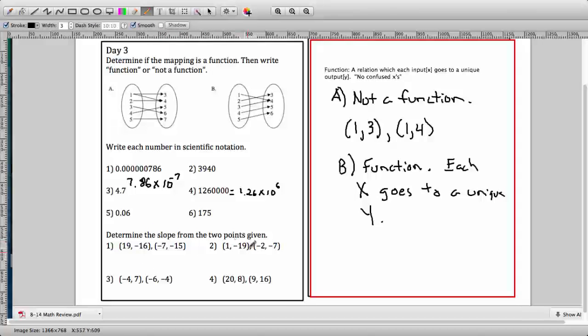Determine the slope from the two given points. Well, we can use our slope formula. Our slope formula, m, is equal to the change in y divided by the change in x. Well, we could convert to a table as we had previously. I'm going to come over here and show that. Perhaps seeing the table will help you figure these out. 19 pairs with negative 16. Negative 7 pairs with negative 15.